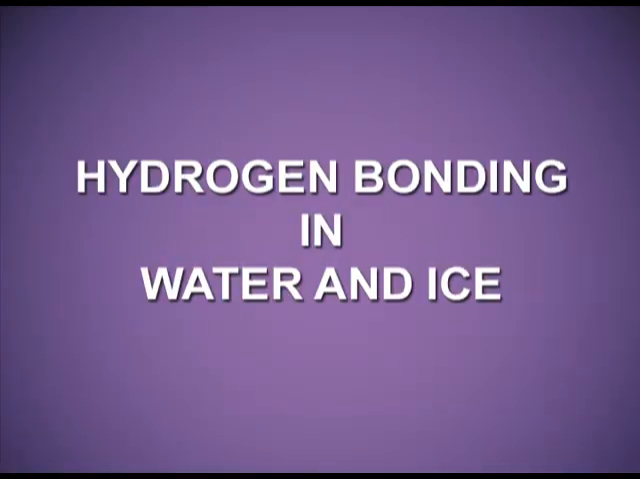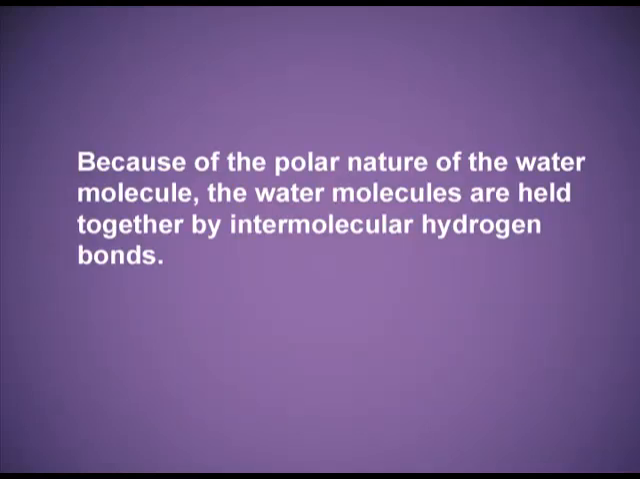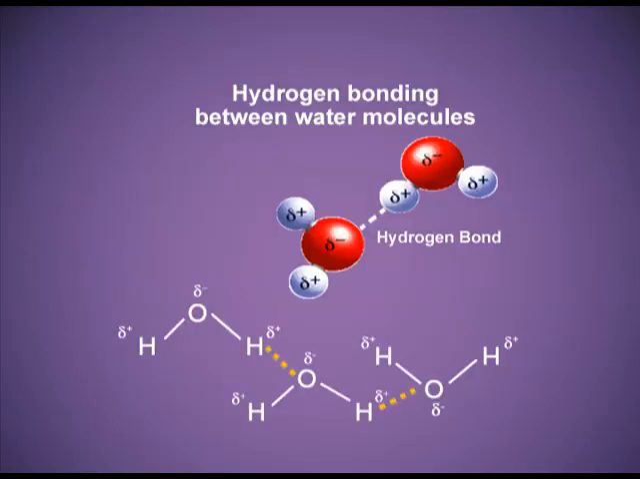Let me show you all this through the slides. Hydrogen bonding in water and ice. Because of the polar nature of the water molecule, the water molecules are held together by intermolecular hydrogen bonds. Now you can see the hydrogen bonding. Oxygen is shown by the red balls and the hydrogen is shown by the greyish blue balls. The dotted line is showing the hydrogen bond. You can see that the red ball is bonded to the blue ball of another water molecule via hydrogen bond. This is intermolecular hydrogen bonding.